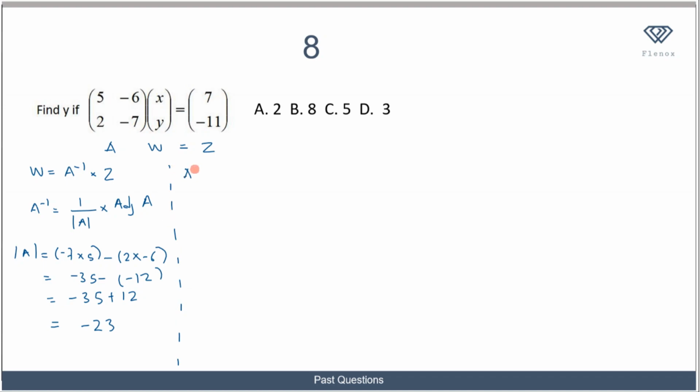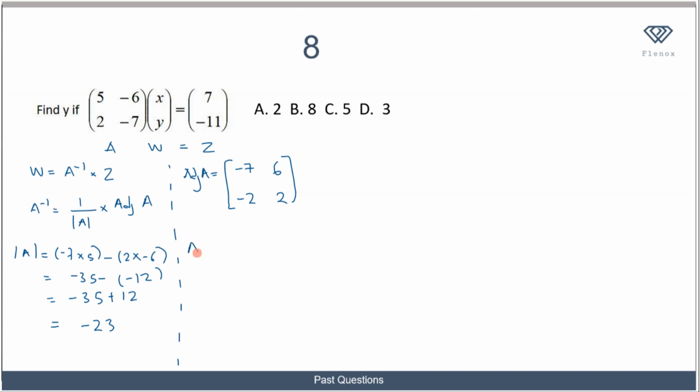So the adjoint of A will just be equals to, I just reverse this. So I have what? Minus 7 and 2. And I write this as they are, but I change the polarity. So since I have minus 6 here, it is going to become a 6. And since I have a 2 here, it is going to become minus 2. So this is the adjoint of A.